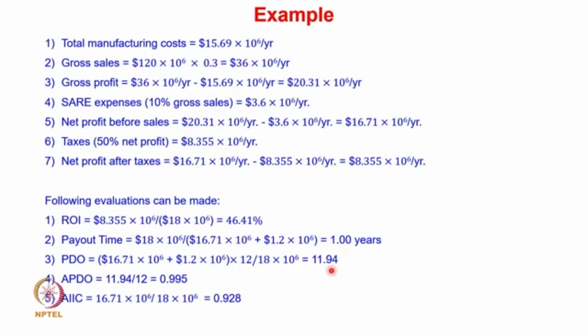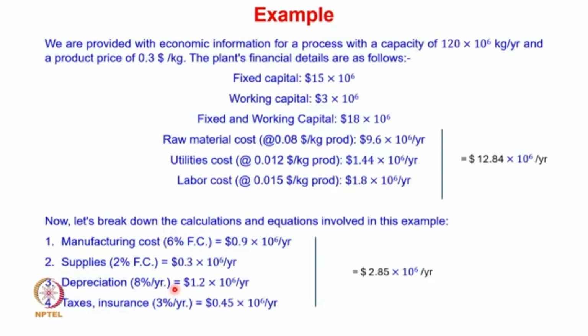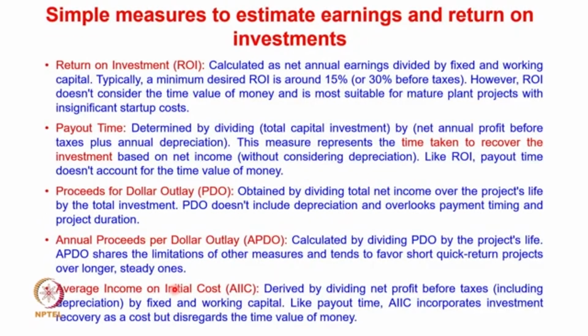Now this PDO is divided by the number of project years, so that is the 12 years we have taken as the service life. So you can see that the APDO we obtain as 11.94 divided by 12, which comes around 0.995. That is the annual proceeds per dollar outlay.